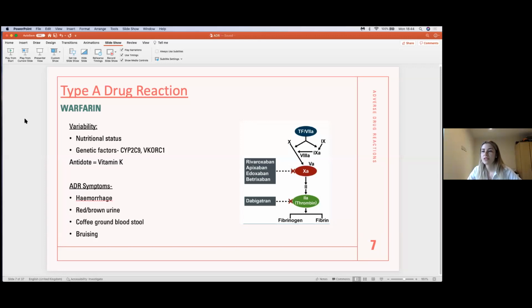Some symptoms you'd see, which would be an adverse drug reaction to someone who's newly started warfarin or on warfarin and started a new medication, maybe hemorrhage, so they will bleed. They might have red or brown urine. An exam favourite is coffee ground, blood in their stool, and also heavy bruising. So it's not just a tiny bruise on their hand or their arm, it's like the whole arm will be completely bruised.